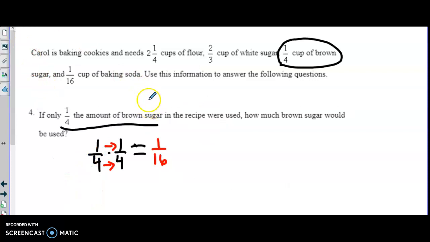So you have options on how you want to solve these. I tend to use the calculator just to double check my work, but I wanted to show you that you can also just multiply straight across. So if we are using 1/4 the amount of original brown sugar, then we would have 1/16 that we're using.